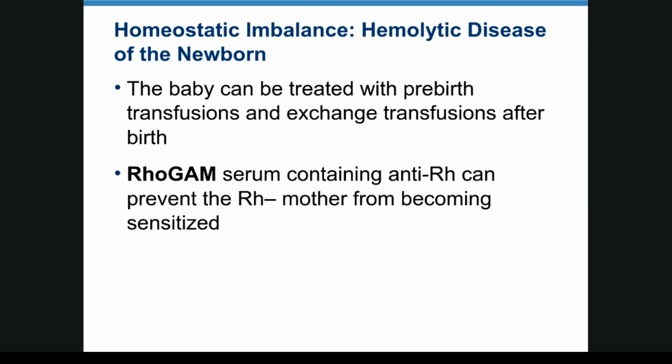What you do is RhoGAM, it's a serum, it has anti-Rh antibodies in it. Give it to the mother, and several times, I don't remember the protocol, but it will prevent the mother from being sensitized. Now, if you're Rh negative and your husband's Rh negative and you have an Rh positive baby, your husband's going to be extremely mad because you have to have one Rh positive parent to have an Rh positive baby.